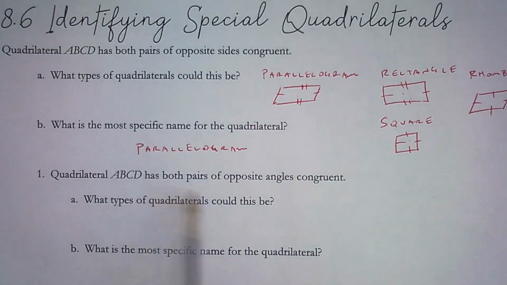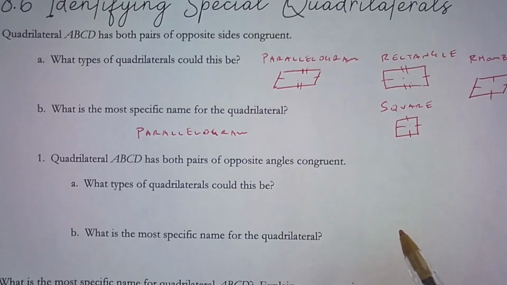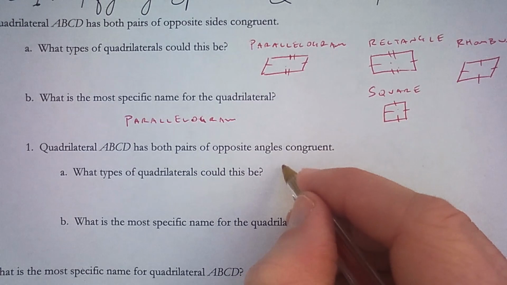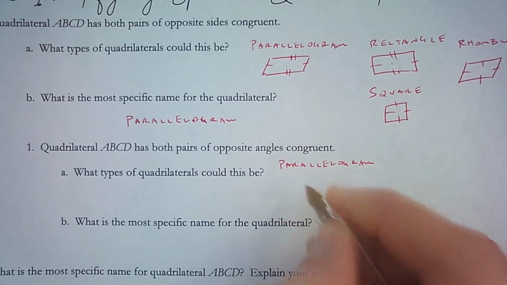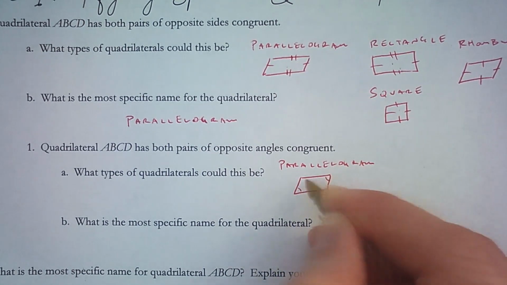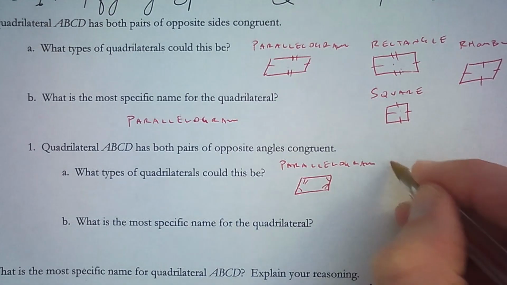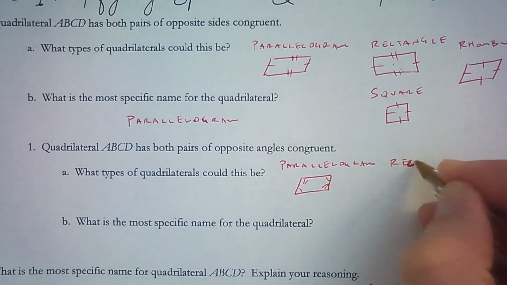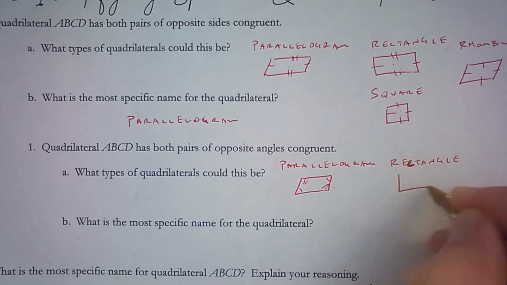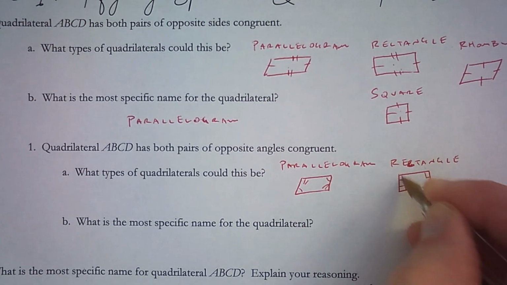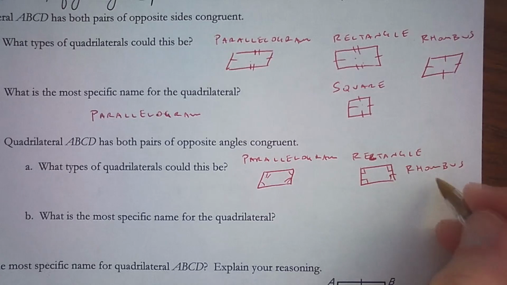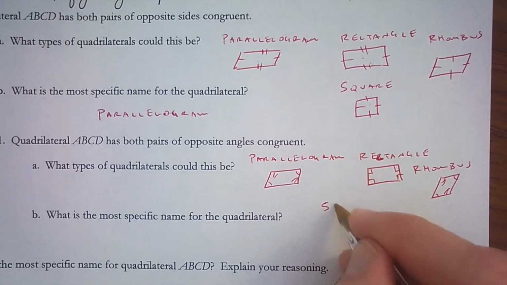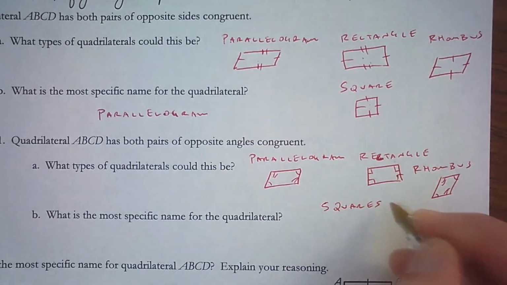Another quadrilateral, ABCD, has both pairs of opposite angles congruent. So what could it be? So it could be a parallelogram. In a parallelogram, opposite angles are congruent. It could be a rectangle because they're all 90 degrees, and if they're all 90 degrees, then we know opposites are congruent. A rhombus also has opposite angles congruent. And a square has four right angles, so a square also has all opposite angles congruent.